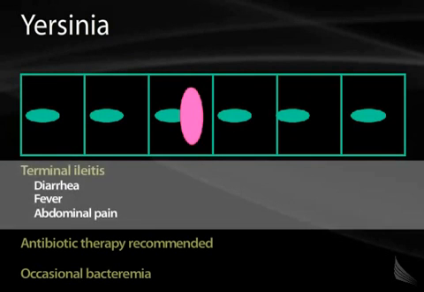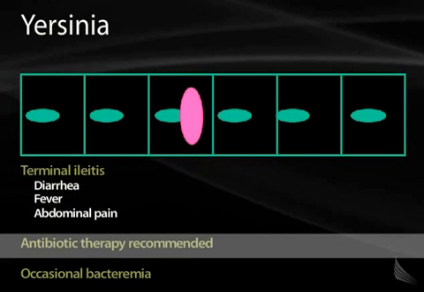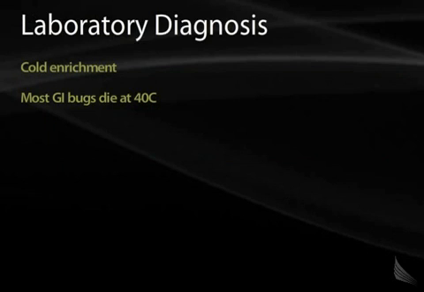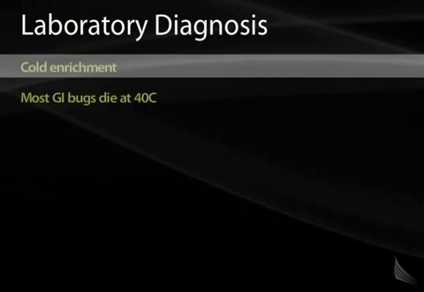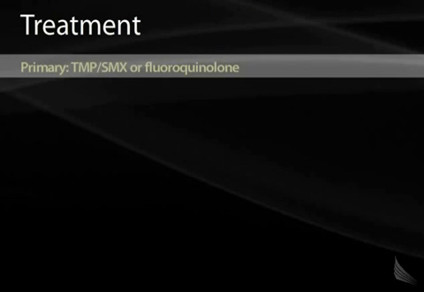It causes terminal ileitis with diarrhea, fever, abdominal pain, and you want to treat it with antibiotic therapy. You'll occasionally get bacteremia, and that can cause systemic problems. Lab diagnosis is based on cold enrichment. If you remember that Yersinia grows in the colder climates of Scandinavia and the United States, you'll culture it at 4 degrees where most of the gastrointestinal bugs are dead. Treatment comes in the form of trimethoprim-sulfamethoxazole, or a fluoroquinolone.